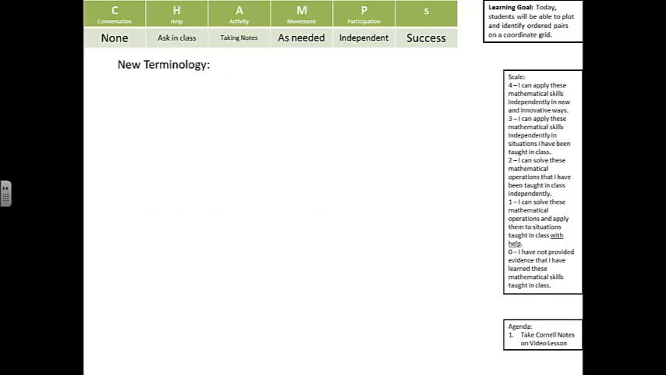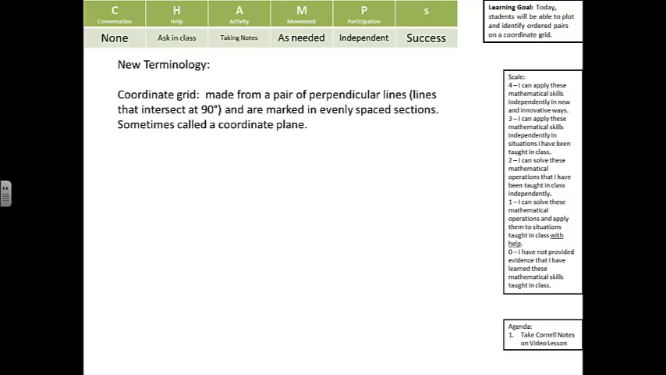First, we're going to discuss some new terminology that we're going to be using as we try to identify these points on our graph. The first one we've already talked about. It's in our learning goal, a coordinate grid. And simply, a coordinate grid is a pair of perpendicular lines. Perpendicular means that one of those lines is going to be going side to side. The other line is going to be going straight up and down. So they meet at a 90-degree angle. You may hear me sometimes talk about a coordinate plane. They're the same thing. Coordinate grid and coordinate plane mean the same thing.